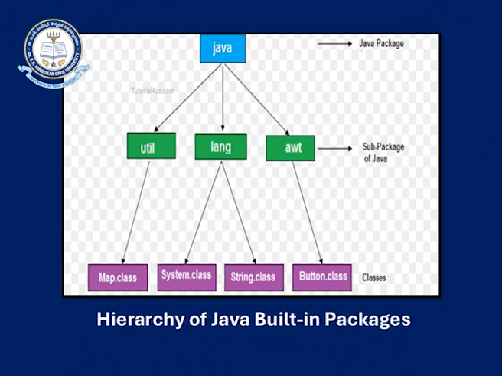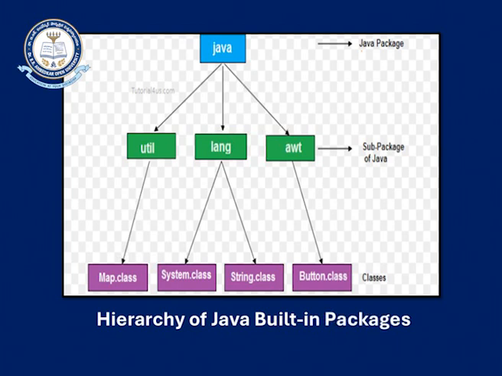And in each and every sub package, we may have different types of classes and interfaces. Coming to this hierarchy, in the util sub package, I have the Map class. In the lang package, we may have different classes, a few of them are the System class and the String class. The String class is used to work with strings. If you want to implement different types of actions like string concatenation, substring finding, replication, like that, you can use the String class.